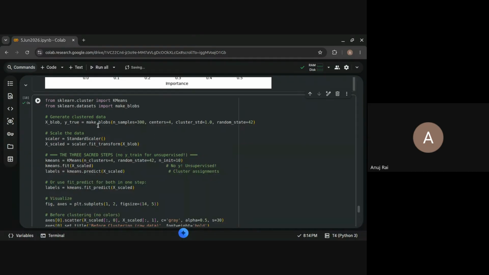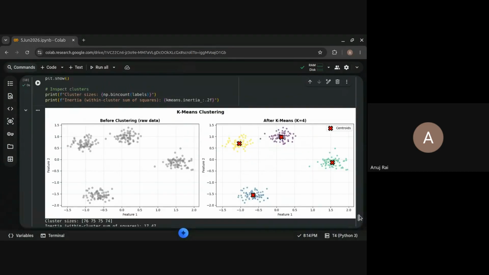So here we are using the make_blobs data set. This is used to create a clustered data set. Again we are scaling the data, and here are the 3 steps: creating the instance of the class, fitting it, and doing the prediction. And then we are visualizing it. Here you can see how our data set looks, and here it determined the center of each cluster.